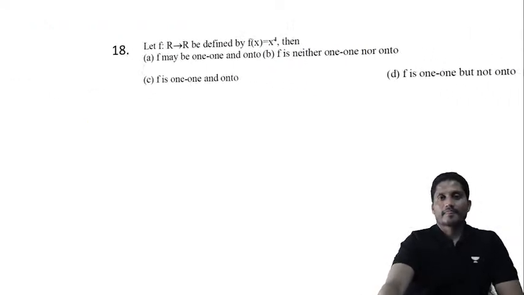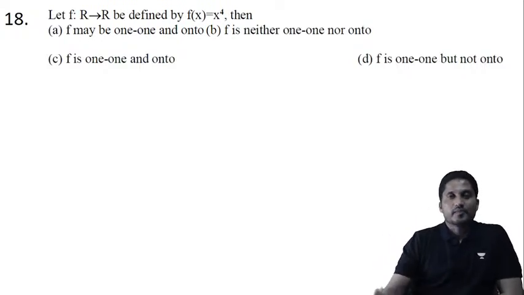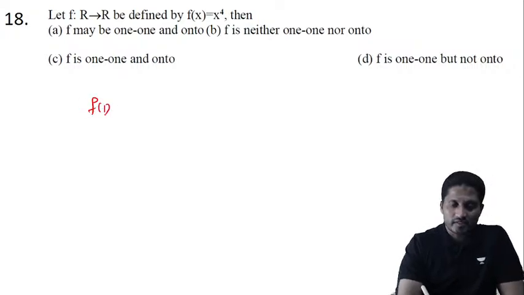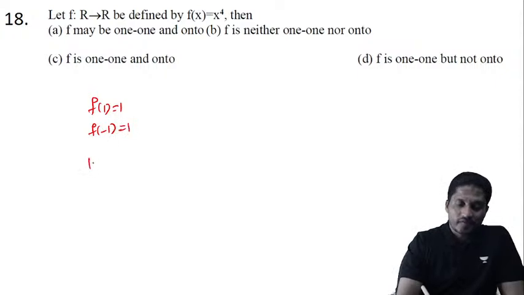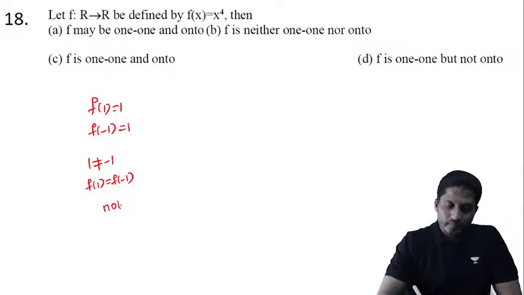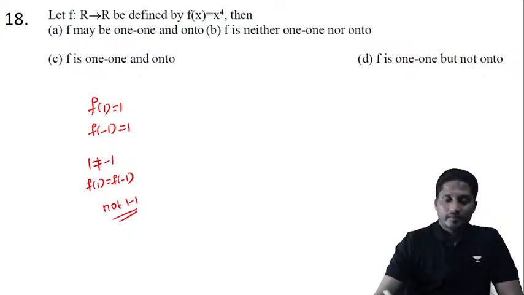Alright, question number 18. F of x is equal to x power 4. The x power 4 is neither 1-to-1 nor onto, right? Because f of 1 is equal to 1. F of minus 1 is also equal to 1. Different input is having same output. F of 1 is equal to f of minus 1. So that's why this is not 1-to-1.